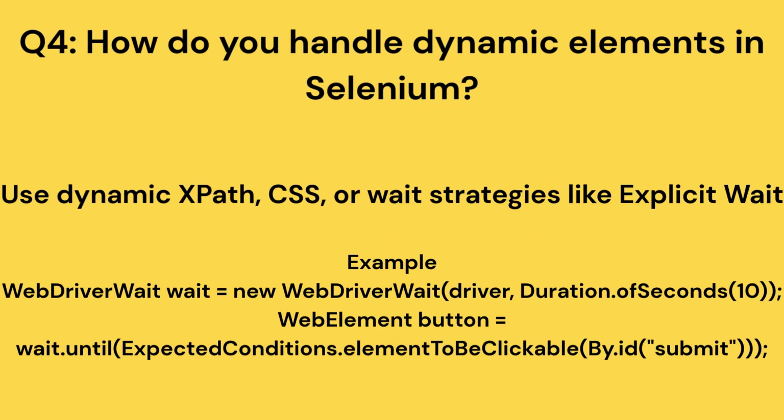Coming to the fourth question. This is also an important one. It says, how do you handle dynamic elements in Selenium? It can be handled using dynamic XPath, CSS, or wait strategies like explicit wait. So you can give an example like WebDriverWait, a variable wait equals new WebDriverWait, and you specify the wait like driver, comma, Duration.ofSeconds. You specify 10, 20, however much time you want, and then you give WebElement button equals wait.until ExpectedConditions.